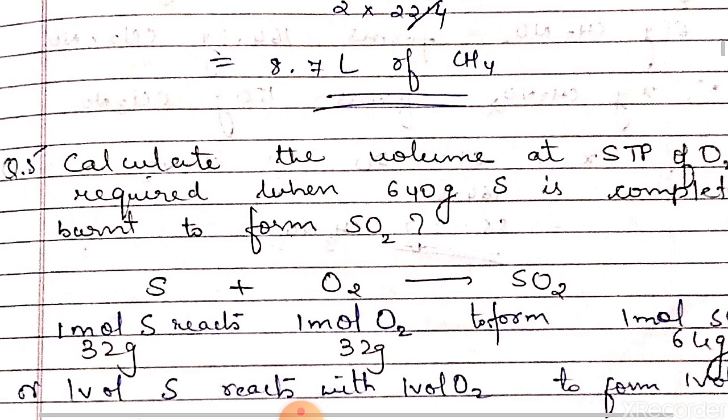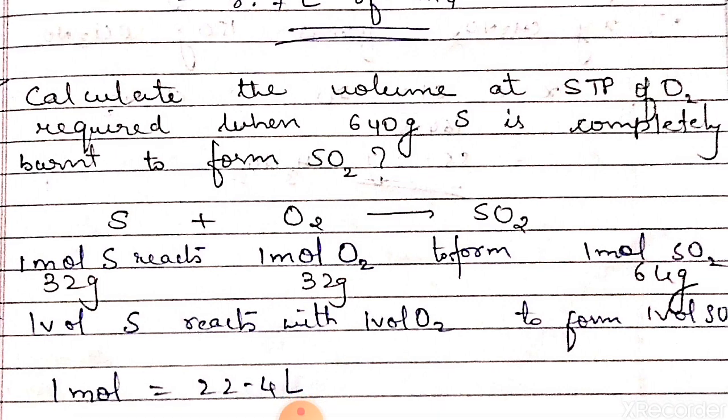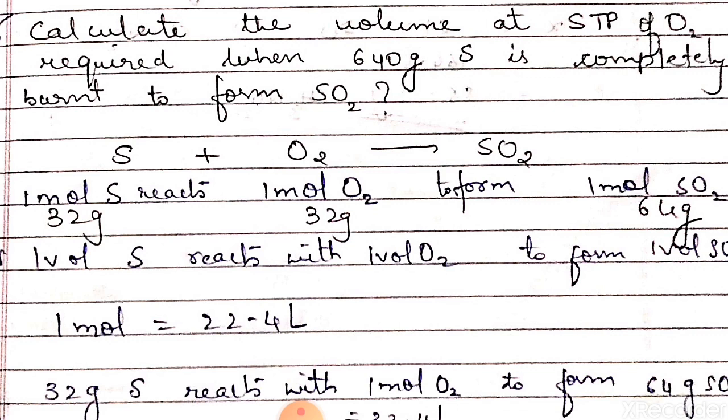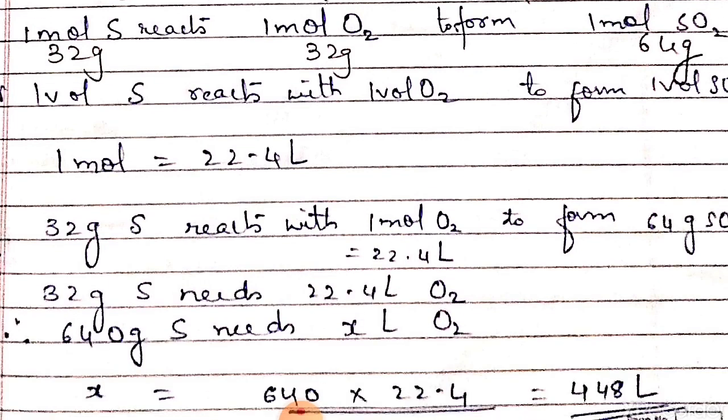Next is, calculate the volume at STP of O2 required when 640 gram of S is completely burnt to form SO2. So again the same equation as in the first question. 1 mole of S reacts with 1 mole O2 to give SO2. So 1 mole O2 is 32 gram, or 1 volume, which is equal to 22.4 liter. We need 1 volume of O2, which is 22.4 liter. So 32 gram sulfur reacts with 1 mole oxygen to form 64 gram of sulfur dioxide.